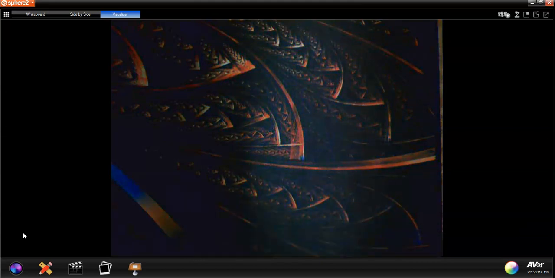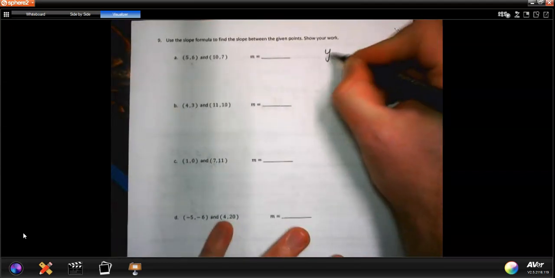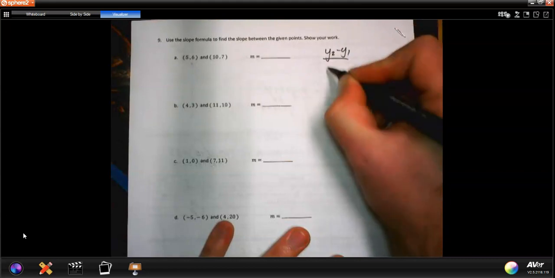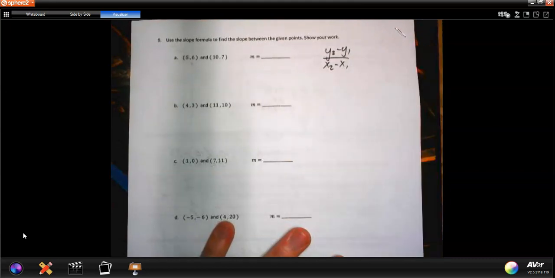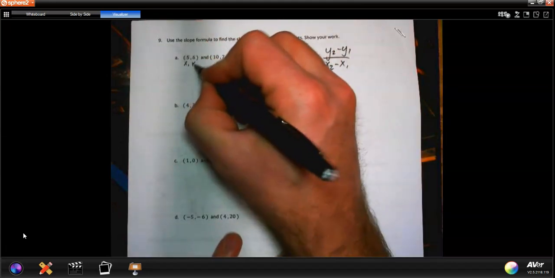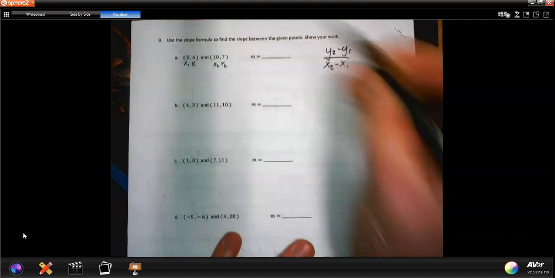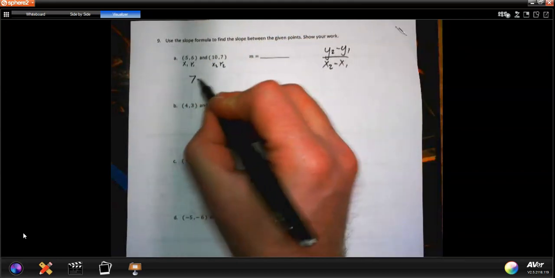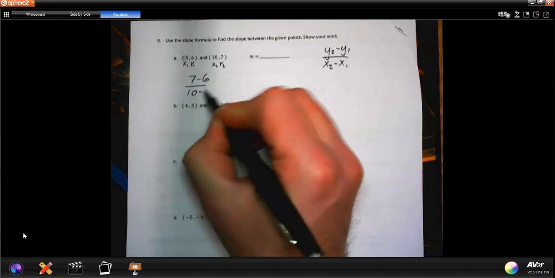All right, let's keep going. Now on the back is a bunch of slope problems. Now remember, the equation for slope is y2 minus y1 over x2 minus x1. Okay, so I've got to find the change in y over the change in x. x1, y1, x2, y2. So I've got to go 7 minus 6 over 10 minus 5.